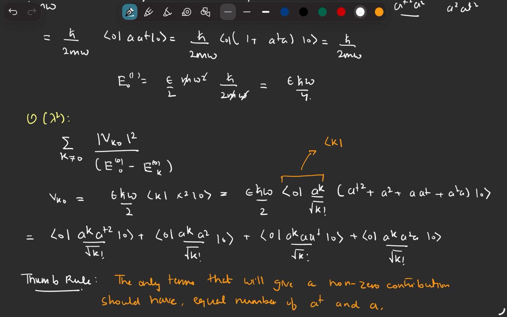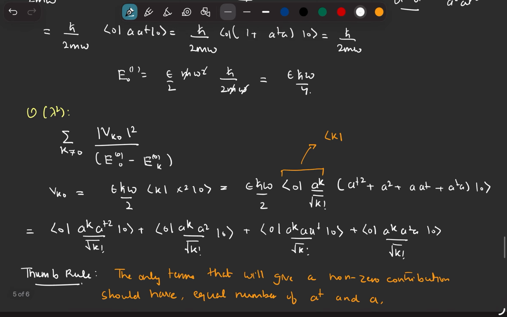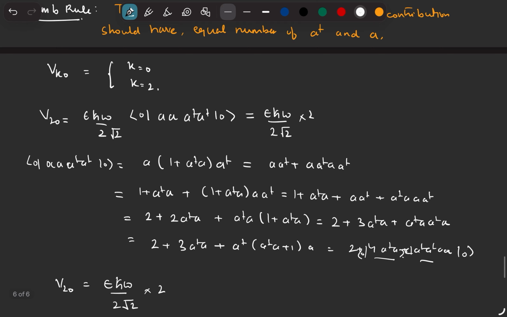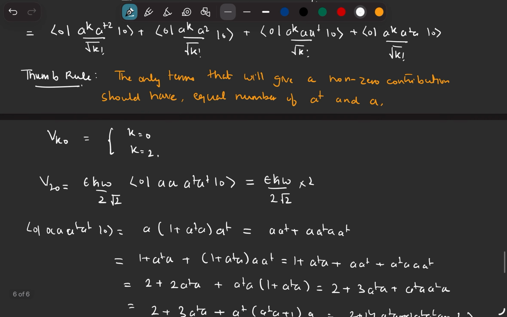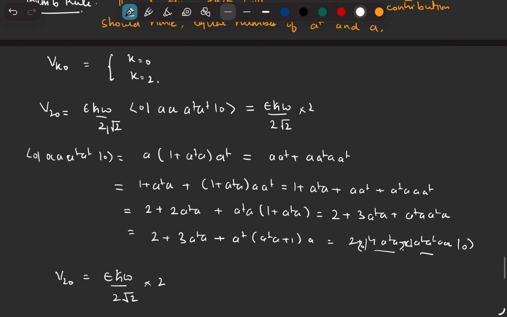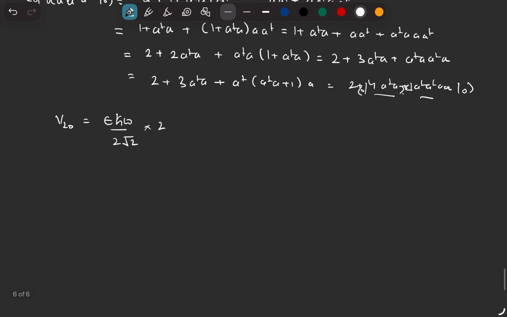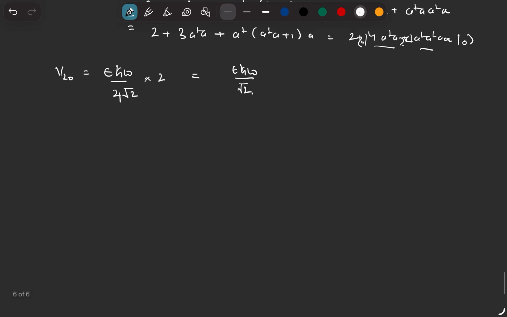Oh yes, I made a mistake. I knew I made a mistake. So it doesn't have to be 2. In principle, it has to be a 4 here. Okay, because you have a 2 coming out from here, 2 coming from the square part, and yes, this has to be 4. And yes, okay, so this has to be 4 again, 4 again, and yes, so this is 4, and now this is epsilon h bar omega upon square root 2. Great, makes sense, right?